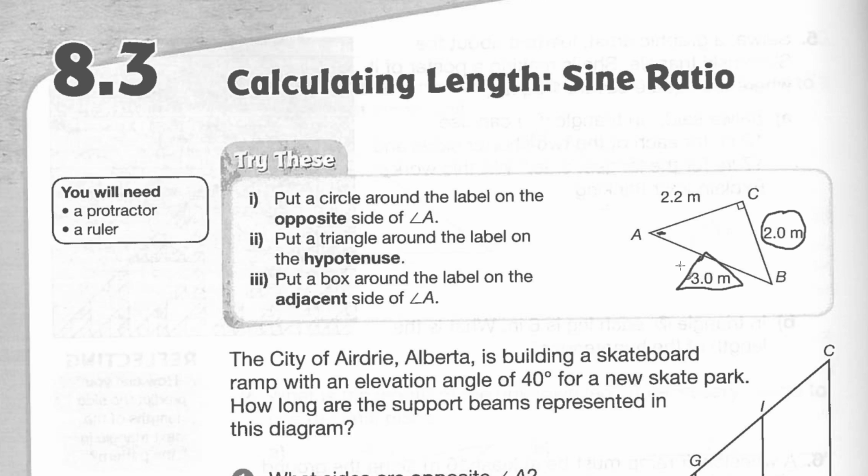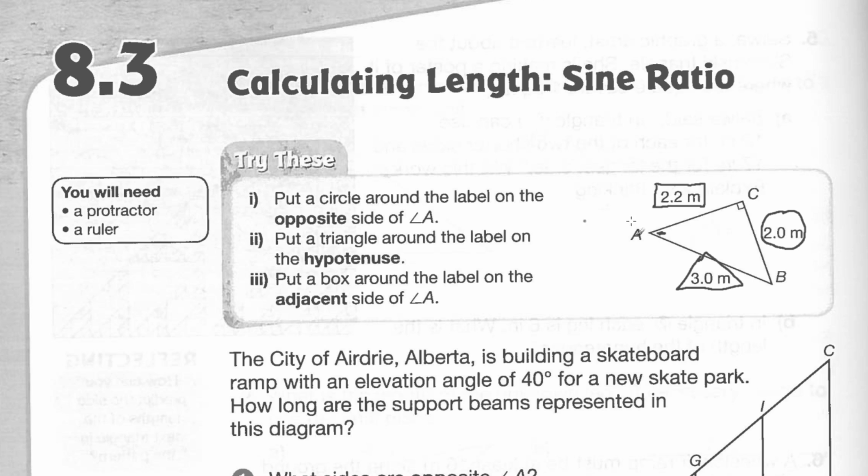It then says put a box around the label on the adjacent side of angle A. Adjacent means next to. We have two that are actually next to angle A. However, one of these is the hypotenuse. So the side that is not the hypotenuse, that is next to A, is called the adjacent side. So that's what I will put a box around.